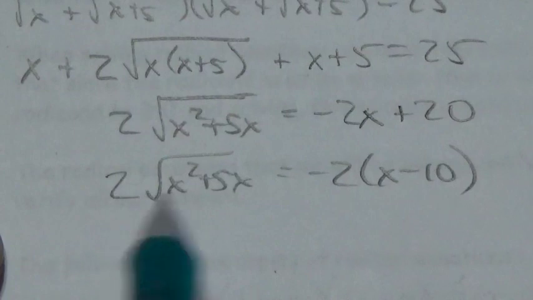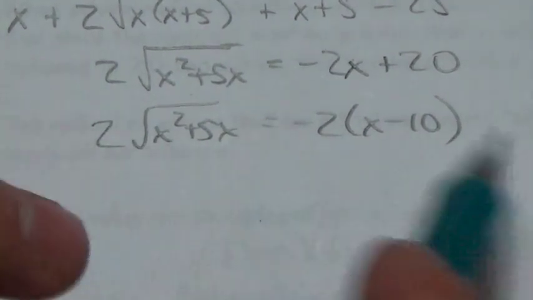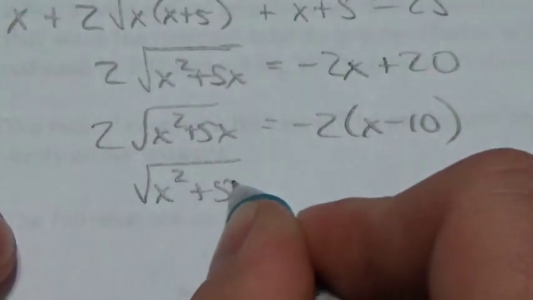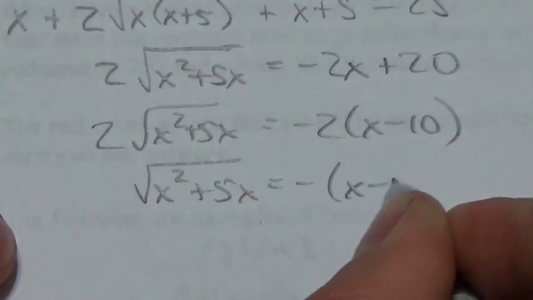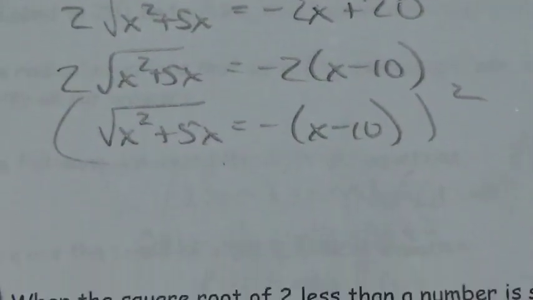And then I'm going to divide the 2's out. Now, I'm not going to divide out the negative. I'm going to leave that there. I don't want to start moving that around. I can leave it there, but I'll divide out the 2. So it'll be the square root of x squared plus 5x is equal to negative x minus 10. And now I'm going to square both sides of the equation, and we've done this before.